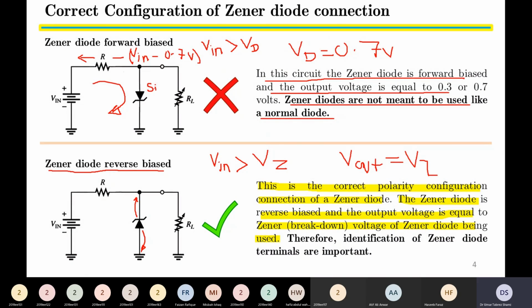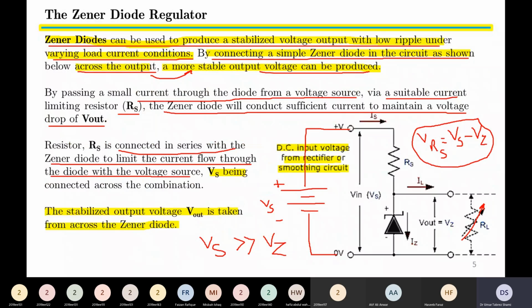Then in the second diagram we see the Zener diode being used in the reverse bias, and only when the diode is reverse biased will we get a constant Zener voltage across the load or across the Zener diode itself, right? And then came the basic circuitry for a Zener diode regulator. The basic circuitry consists of an external DC source, then limiting resistance Rs, then the Zener diode itself, and across the Zener diode we will take the load.